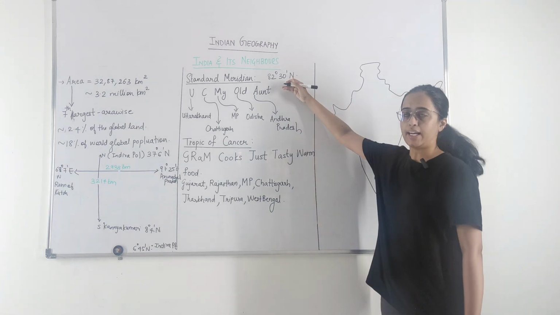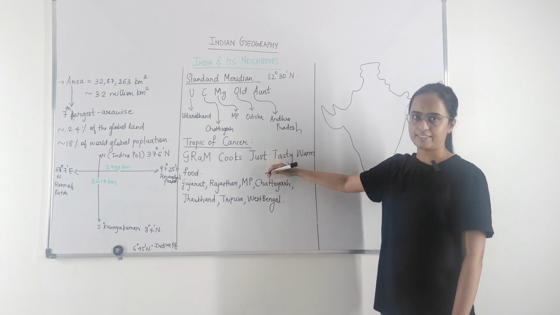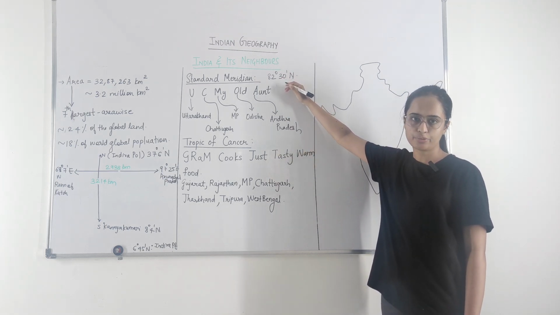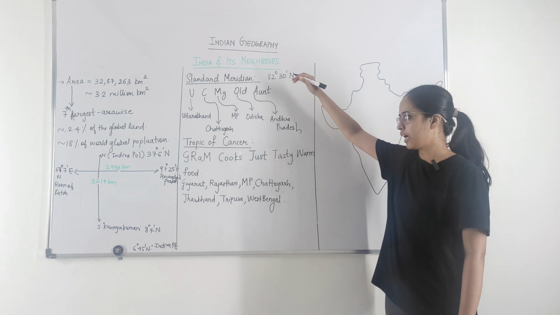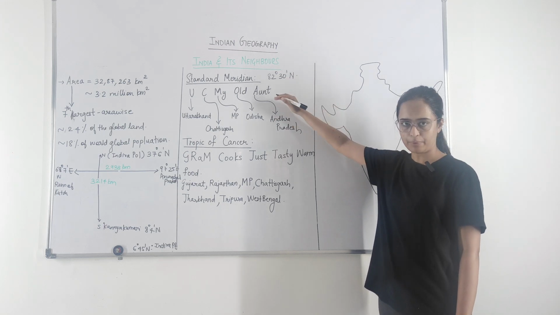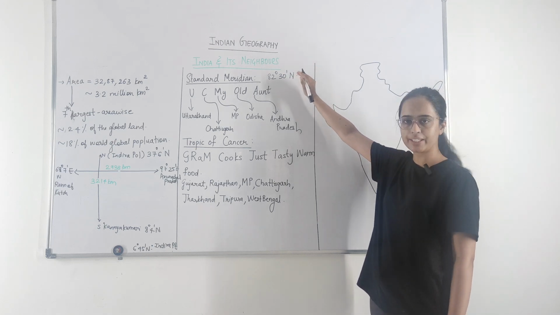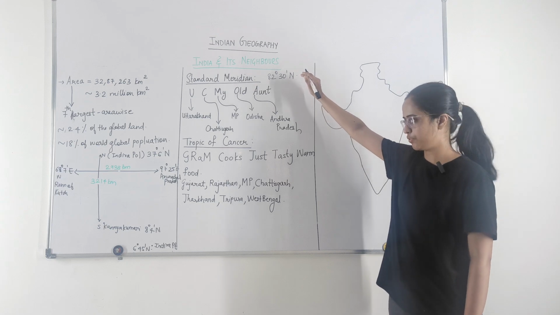So this was about the standard meridian line and the Tropic of Cancer line. You just need to know that standard meridian is the line which decides the different time zones only in India, and these are the states through which this line passes. If you consider its latitudinal position, it is placed at 82 degree 30 minutes in the northern hemisphere.